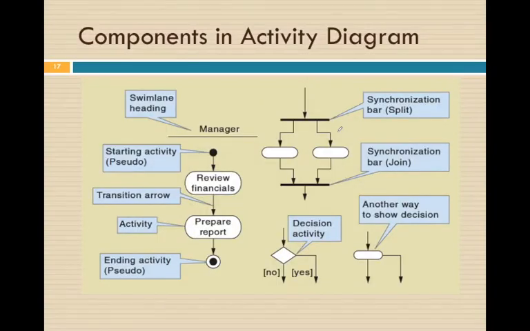Synchronization bar, basically we split it. Let's say we have another activity here. So we split it into two activities when these activities run concurrently. Both activities run at the same time. After this activity, then this activity runs and this activity also runs. So we will use the synchronization bar. We have the synchronization bar split, and we have the synchronization bar join.